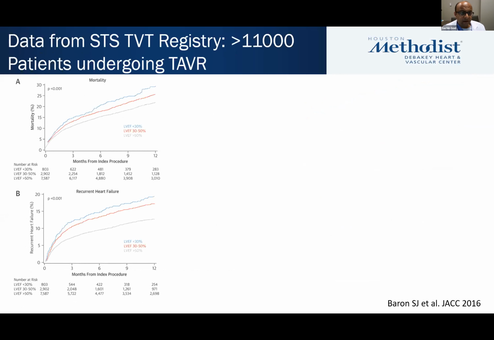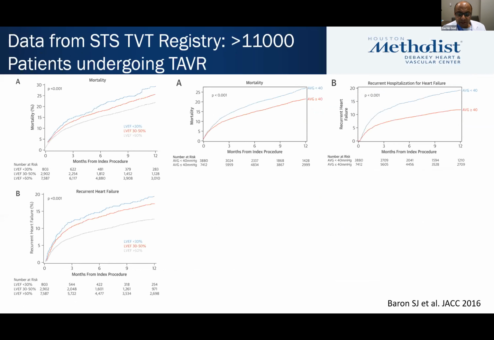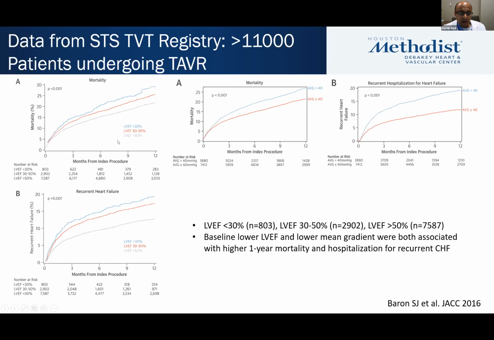What about the real world data from STS-TVT? This was published by Susan Barron and Jack, more than 11,000 patients from the STS-TVT registry, about 800 with EF less than 30%, about 2,900 with EF 30 to 50%, and the remainder with EF more than 50%. So on the left panel, you can see the mortality and recurrent heart failure. Of course, not a surprise, patients with lower EF had a higher mortality and a higher incidence of recurrent heart failure out to 1 year.